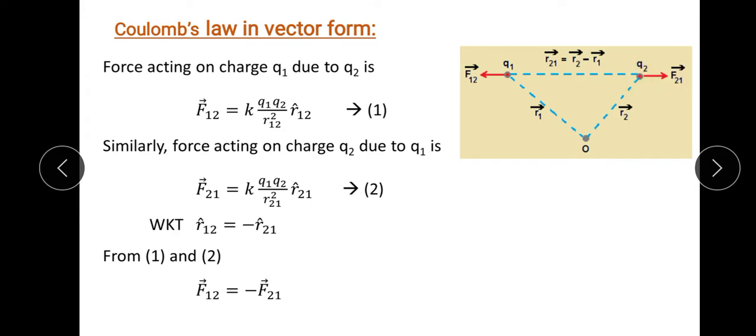Now, by the knowledge of vectors, we know that the unit vectors r12 cap and r21 cap are equal and opposite. Therefore, the forces are also equal and opposite.